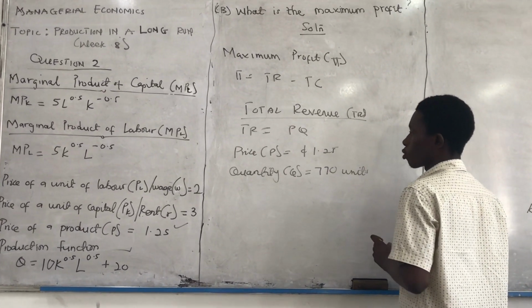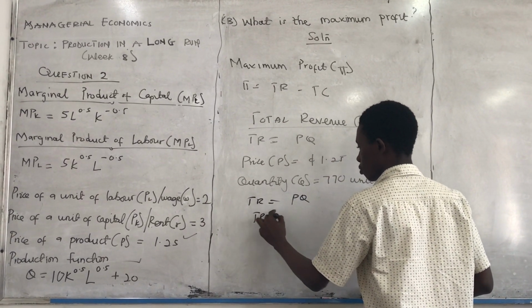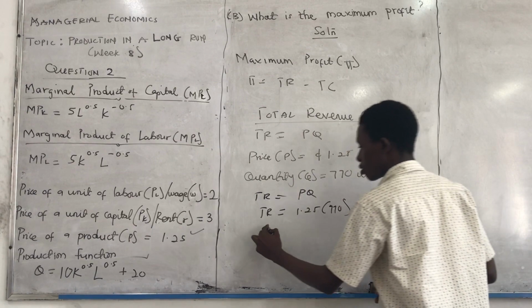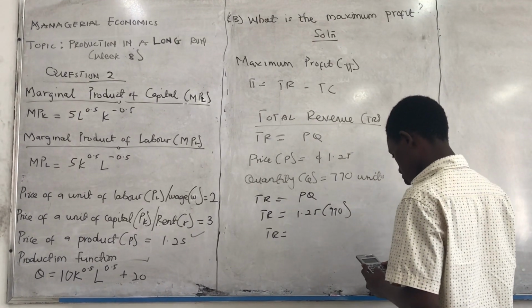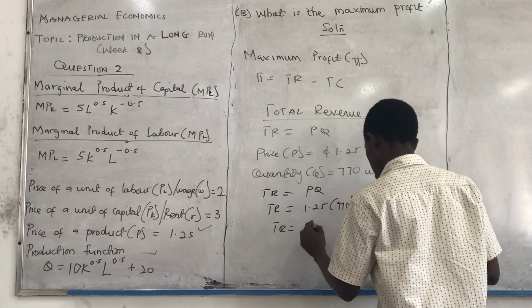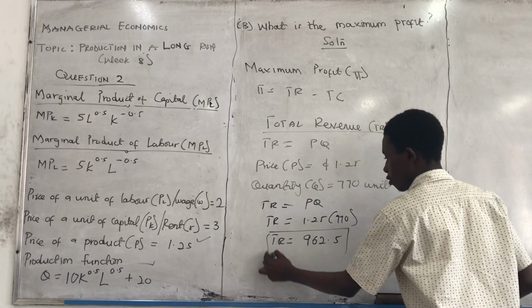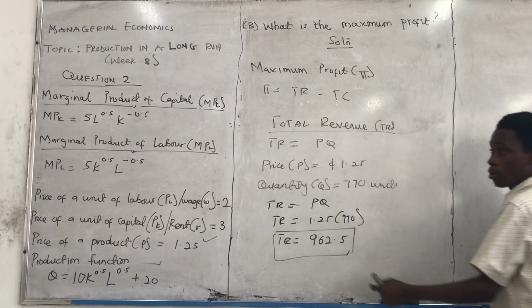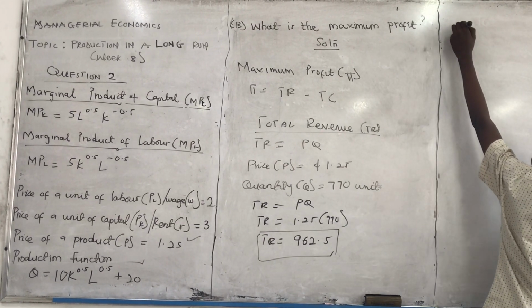So we can find total revenue. Here, 1.25 times 770. So this becomes our total revenue. Profit is total revenue minus total cost. We know total revenue. What then do we define for our total cost before we are able to get our actual maximum profit? Total cost.